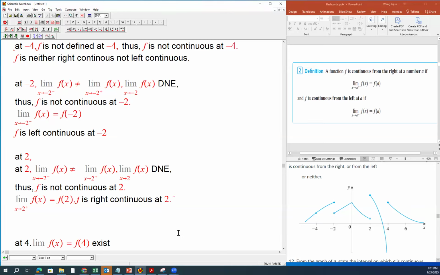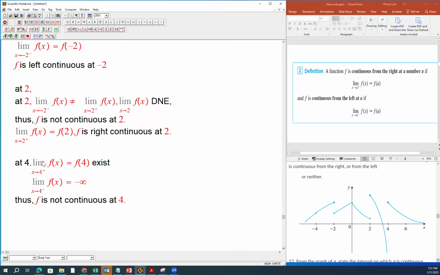Okay, so this is about left continuous, right continuous. Now, last but not least, at 4. At 4, what happens? We pointed out earlier that the limit from the right equals f of 4, so the function is also right continuous at 4. It's right continuous at 4.